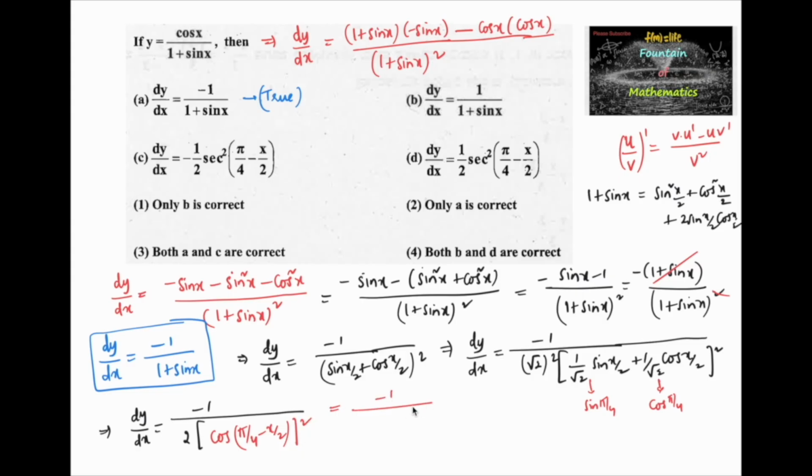which is equal to minus 1 by 2 cos square pi by 4 minus x by 2, which is minus 1 by 2 secant square of pi by 4 minus x by 2. So which is our option C. So we can say option C is also correct. So both A is correct, C is correct. So we can go with option 3, A and C are correct.